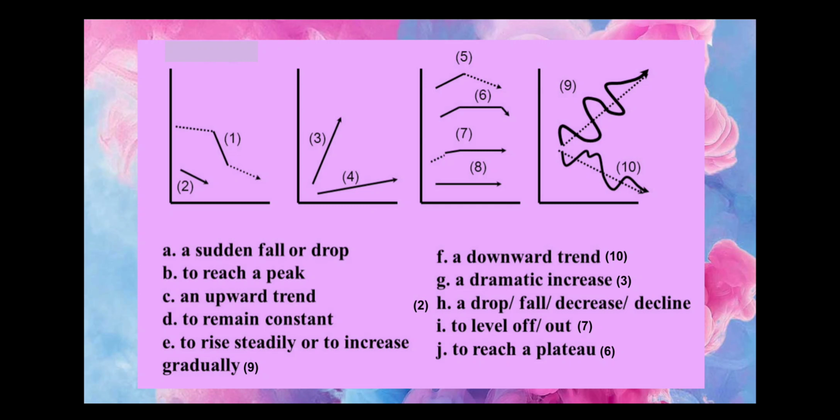Now, here are some graphs, and what you need to do is match the graphs with the phrases. Some of the answers are disclosed and some are hidden. So let's see the rest of the answers. So number 1 goes with this phrase, a sudden fall or drop. And number 2 is a drop, fall, decrease or decline can be used for number 2. Number 3, this one, a dramatic increase.